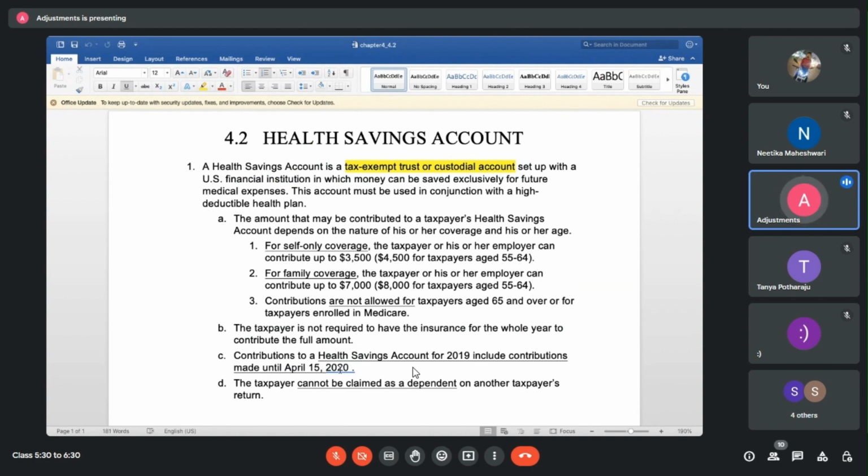So for the year 2022, if the person has not put in money, they can still do it until April 15th. Same thing with IRAs, individual retirement account. If they did not put in money before the year end, IRS gives them extra like 3.5 months. April 15th is the due date. If you want to make sure your contribution is going for the previous year, you still have time.